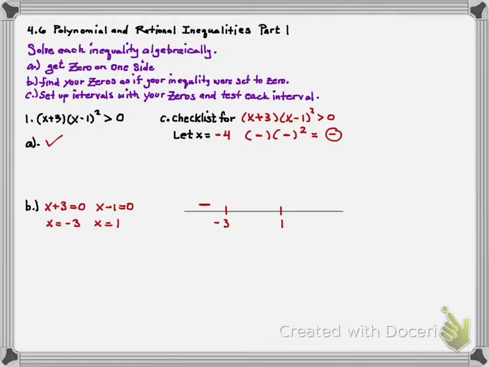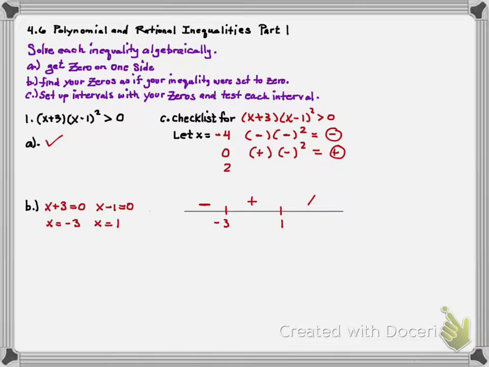Then I test a number between -3 and 1. We always like 0. When I put 0 into the inequality, I get a positive number in the first set of parentheses and a negative number in the second set, which is squared. So positive times a positive outcome is greater than 0. We like that, so I put a plus there. Last, I try something to the right of 1, like a 2.